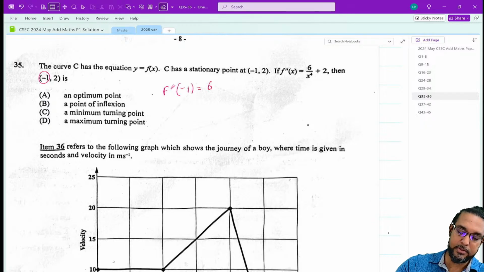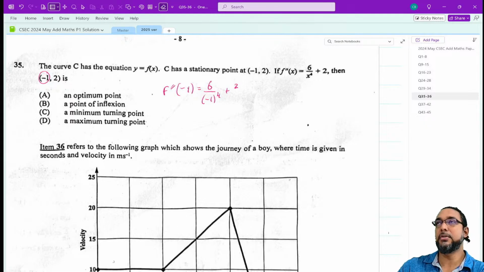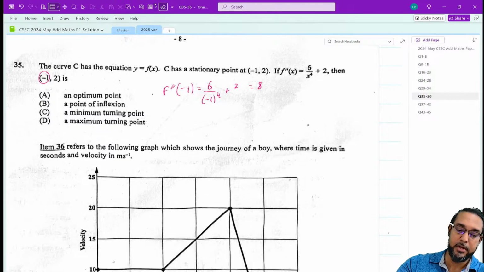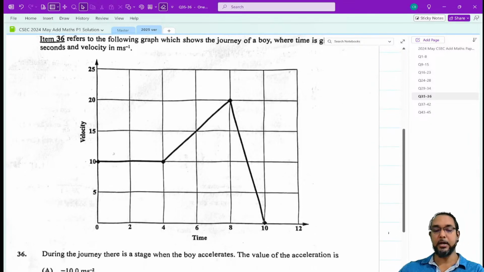Right, so that's going to be 6 over minus 1 to the 4th power plus 2. So minus 1 to an even power is 1. 6 over 1 is 6, and 6 plus 2 is 8, which is positive, which means you have a minimum turning point. Alright, cool.